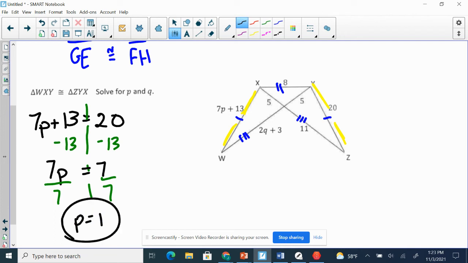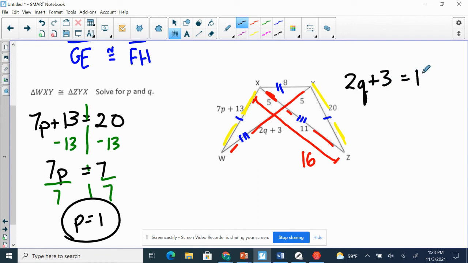We need to solve for Q. So Q, that will be this side is congruent to this side. Now, be careful because that 11 is not the whole thing. So that's where they're going to get you on this one. So the whole thing is actually equal to 16 because there's 5 and then 11. So to solve for Q, we're going to write 2Q plus 3 equals 16. We'll make our big great divide. Make sure we do things on both sides. So minus 3 from both sides: 2Q equals 13.